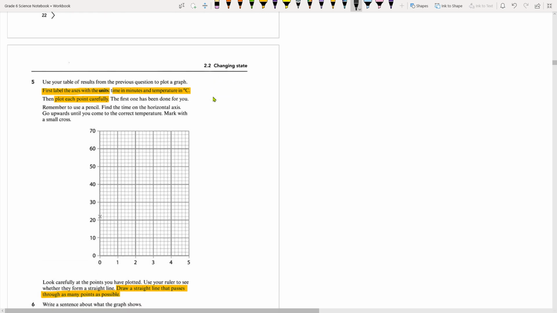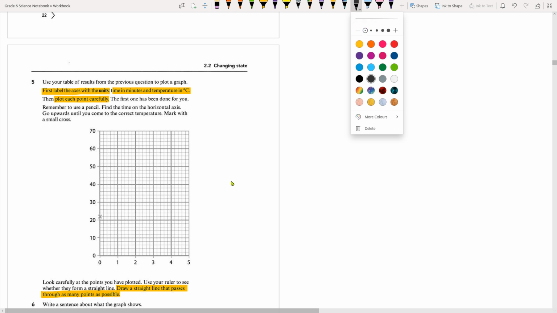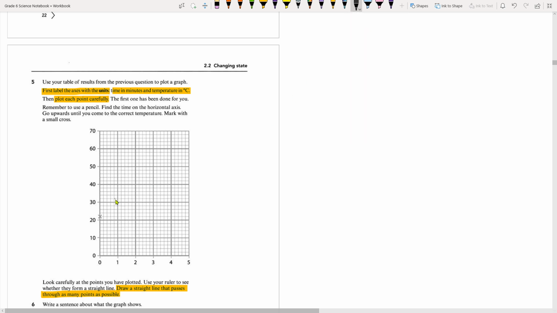Now using the pencil, draw these. Now he has drawn some of these. So for the second point, I'm just going to take a thinner pencil. I'm just going to reduce this because these crosses need to be very accurate.